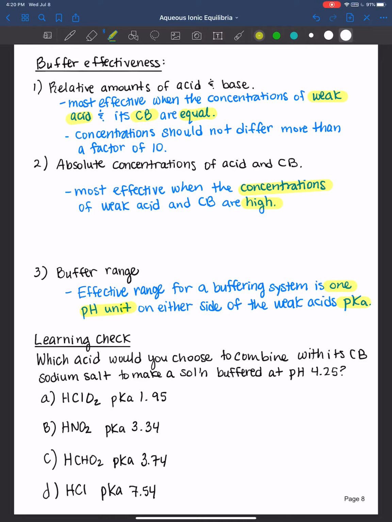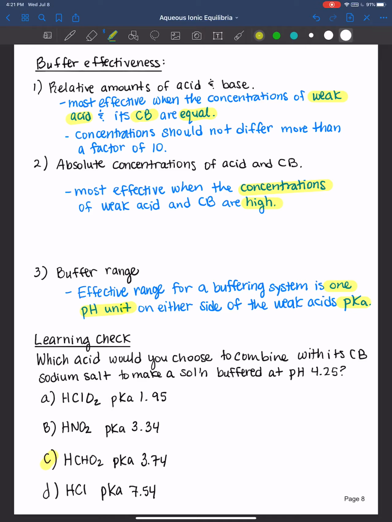All right, so let's do a learning check together. Which acid would you choose to combine with its conjugate base, sodium salt? So for example, acetic acid and sodium acetate is the sodium salt with the conjugate base, to make a solution that is buffered at pH 4.25. So looking at the answer choices here, which one would you choose? Hopefully you would choose C, right?